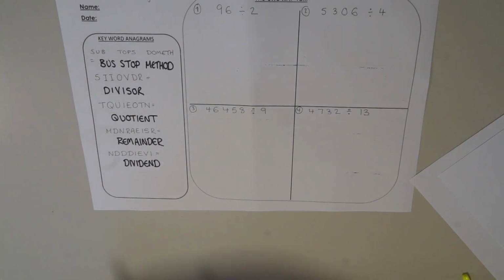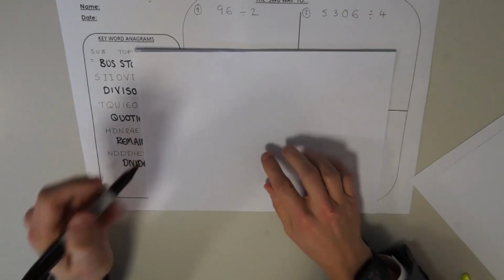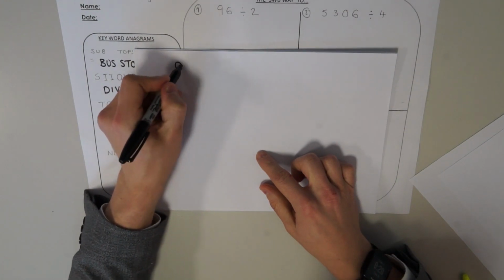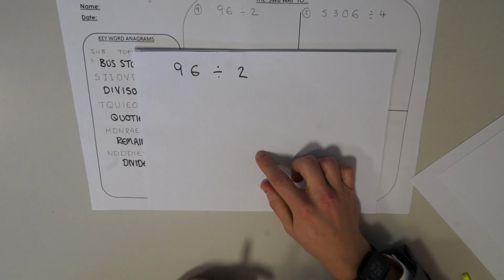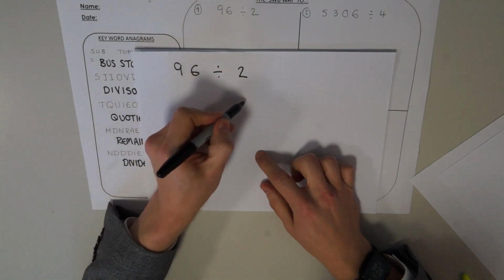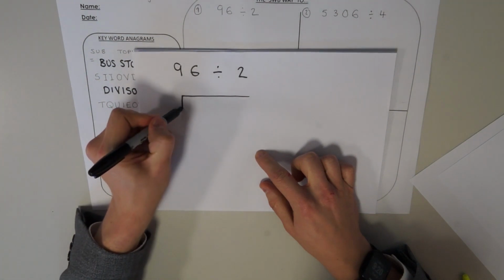So question 1, 96 divided by 2. Now I know straight away that you can do this potentially in your head. However, this is about the method, not about the answer. So the first thing to do is set up a bus stop.